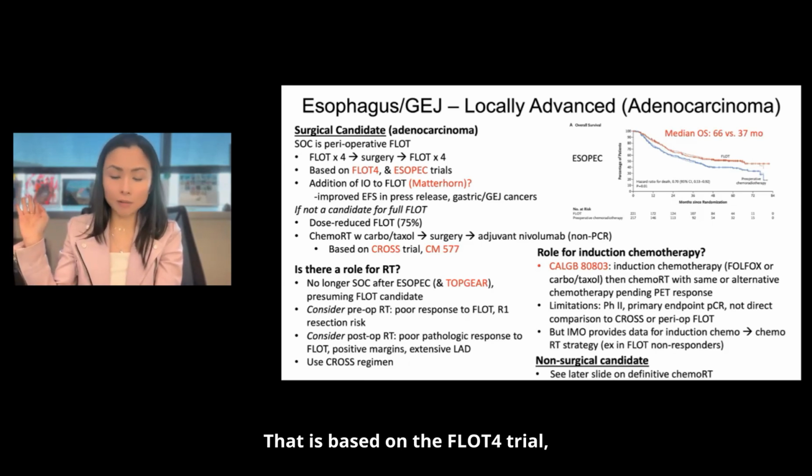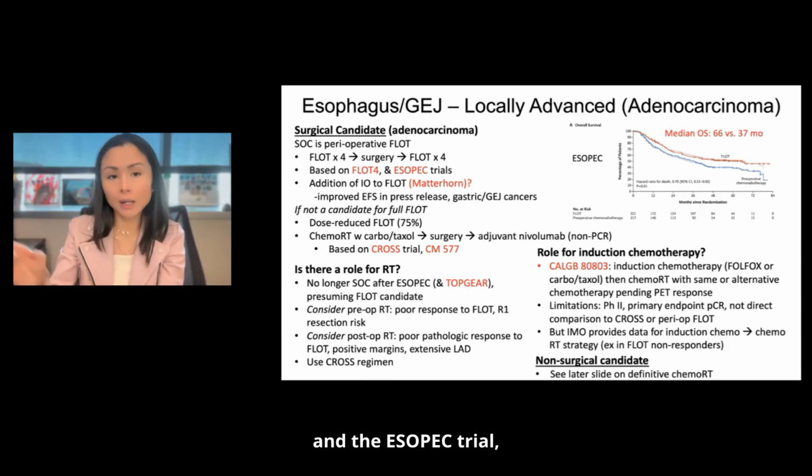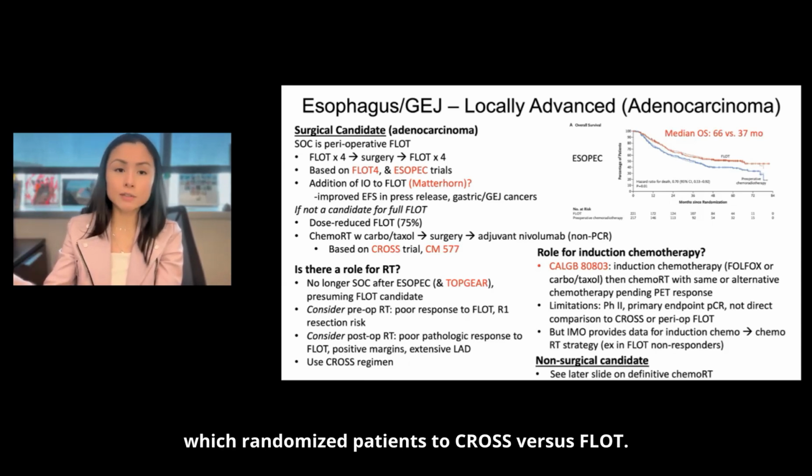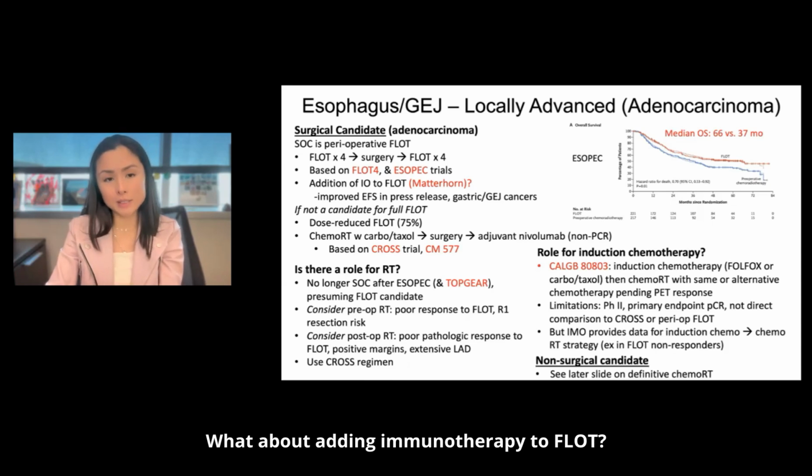That is based on the FLOT4 trial, which randomized patients to FLOT versus ECF, and the ESOPEC trial, which randomized patients to CROSS versus FLOT. And the OS curve from the ESOPEC trial is here on the right. What about adding immunotherapy to FLOT?